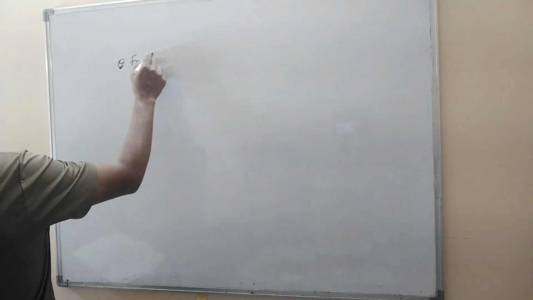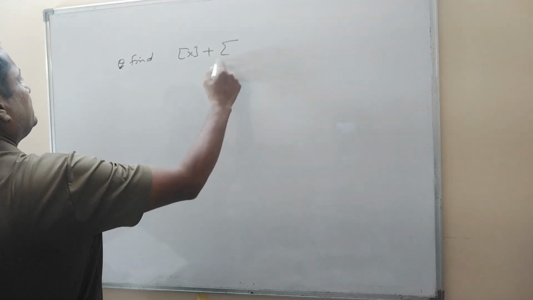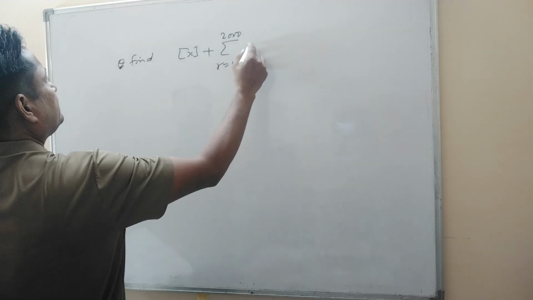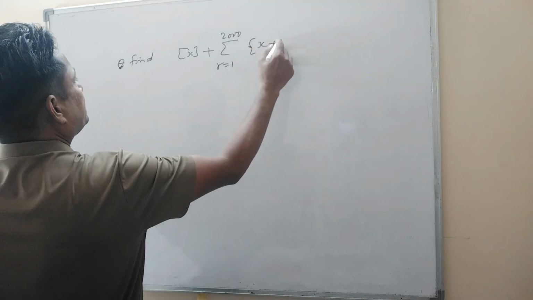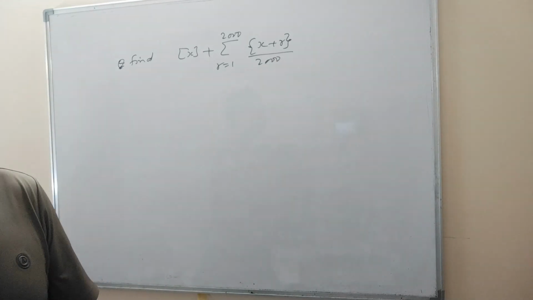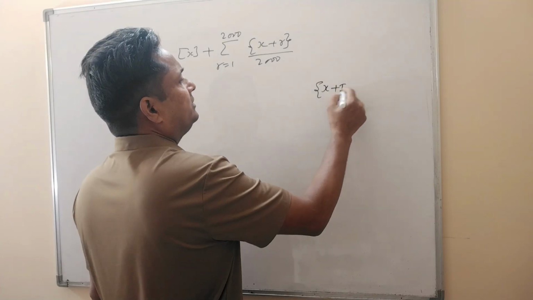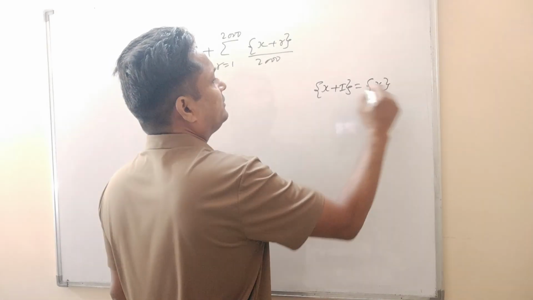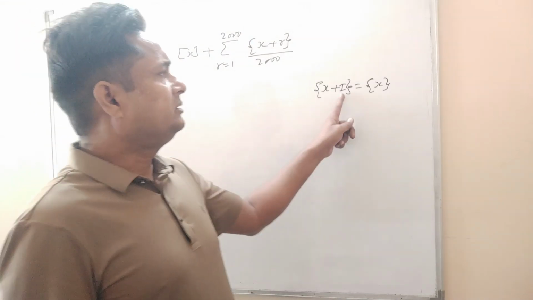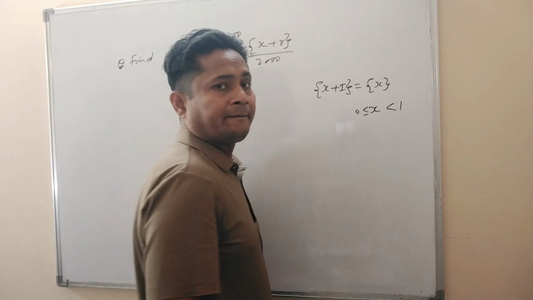Now let's discuss some questions. Find the greatest integer of x plus the sum over r equal to 1 to 2000 of the fractional function of (x plus r) divided by 2000. Let's solve this question. We know the property that {x + I} will be equal to the fractional function {x}, as the integer part x will be between 0 and 1.